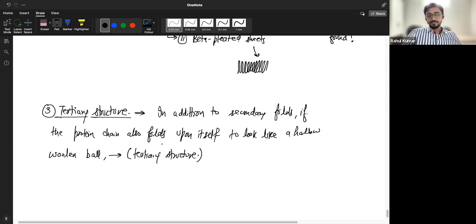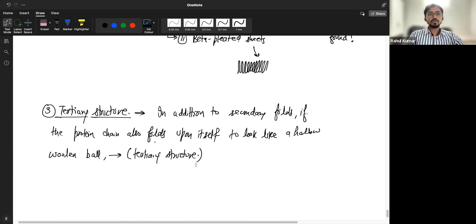So this is tertiary. Now these three, primary, secondary, and tertiary structures, are there in every protein. No matter what the protein is, these three structures will be for sure present. The protein will go through first the primary structure, which is just the linear chain. Then it will fold either into alpha helix or beta pleated sheets. That will be the secondary structure. Then it will fold upon itself to give spherical shapes or other kinds of shapes, the tertiary structure.